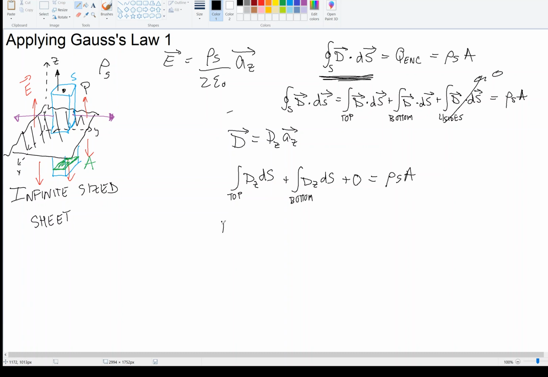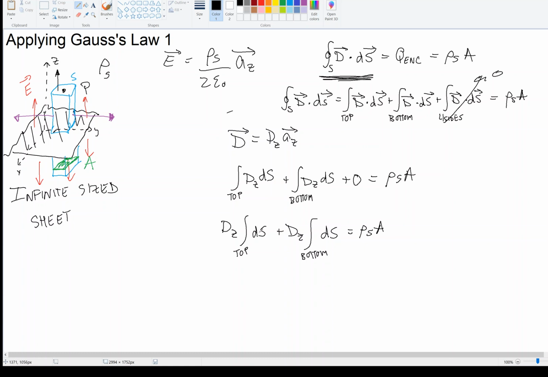So now the Dz's can come out because they're constant at the top and at the bottom, because I'm the same distance away from the sheet. Everywhere on the top face is the same distance away from the sheet, and everywhere on the bottom face is the same distance away from the sheet. So that would be a constant electric field, a constant flux density. So now I've got Dz coming out times the integral over the top dS, plus, again, Dz coming out times the integral of the bottom dS, equals rho s times A.